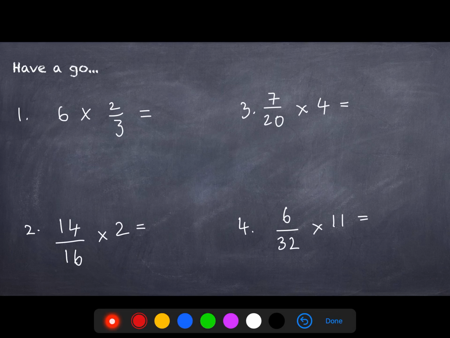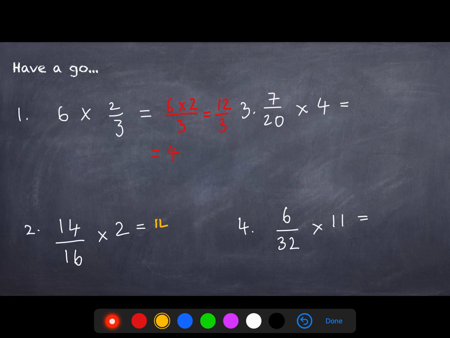Okay, hopefully you had a go at those questions and you're here to mark them now. So, number 1, I've got integer times numerator all over denominator. It's going to be 12 over 3 as an improper fraction, and then as a mixed number, if I convert that from an improper fraction, I'm going to get 4, okay? 12 divided by 3 is going to be 4, so I've got an integer value.